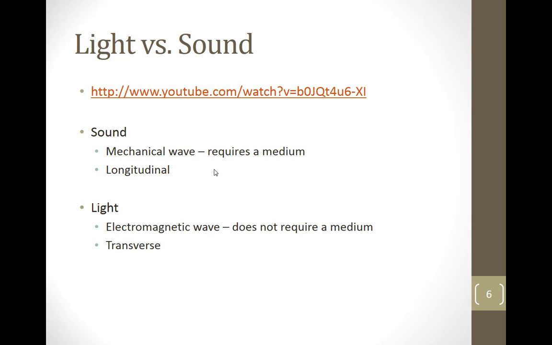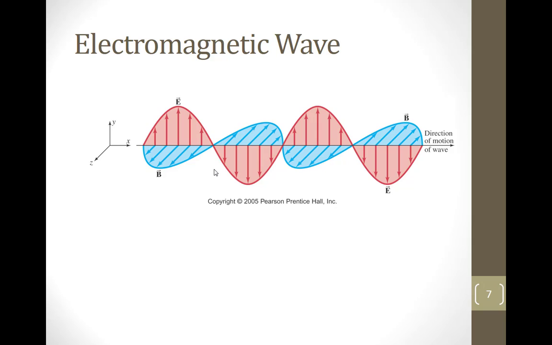Light, however, is an example of an electromagnetic wave. Electromagnetic waves can move through mediums, but they don't have to, and they are transverse. Now, you may ask, well, what is actually oscillating? Well, it turns out for an electromagnetic wave, the thing that is oscillating is the electric field and the magnetic field.